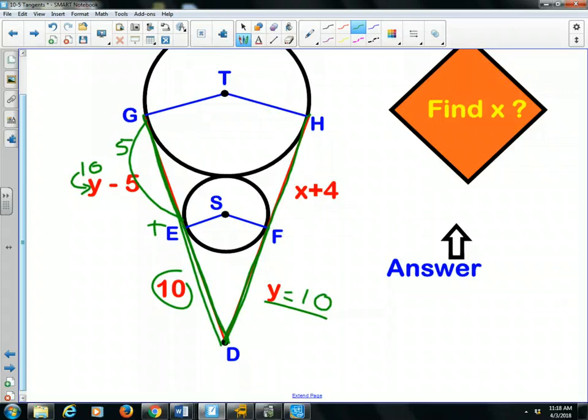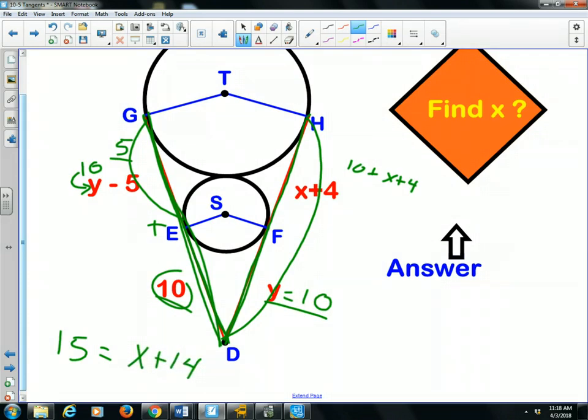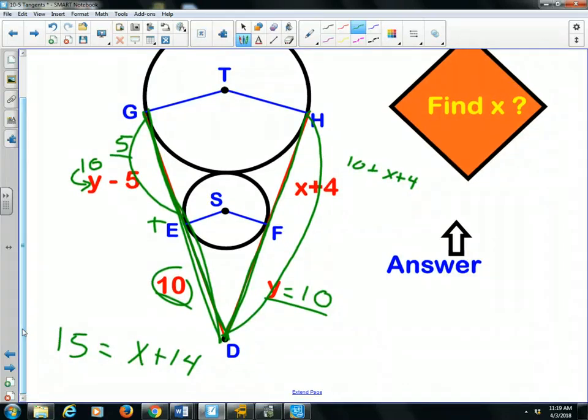And so what's the length of segment GD? GD is 5 plus 10, which is 15. 15 units equals the same length as DH, right? And DH, how long is DH? If we know that FD is 10 units, what is 10 plus x plus 4? That would be x plus 14. There we have it. So one segment, GD, is 15 units. Another segment, DH, is x plus 14. They're congruent to each other because they're both tangent lines that share a common endpoint.